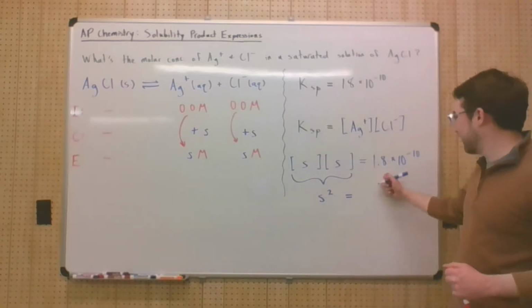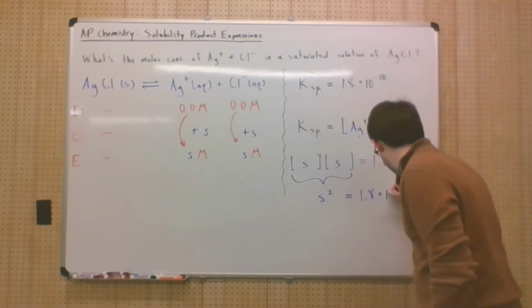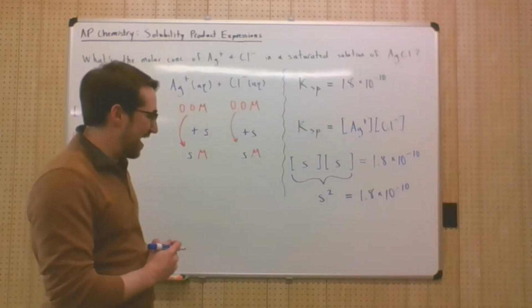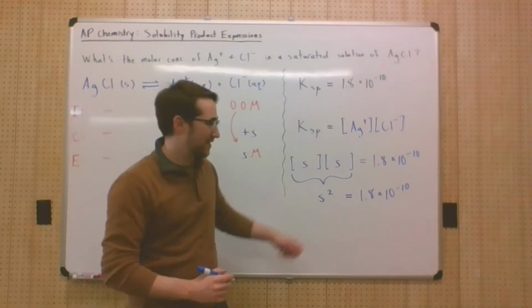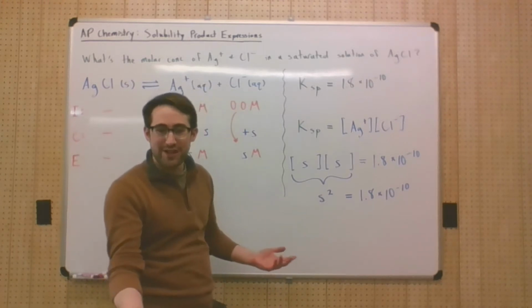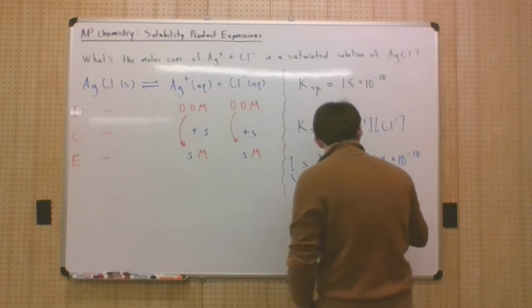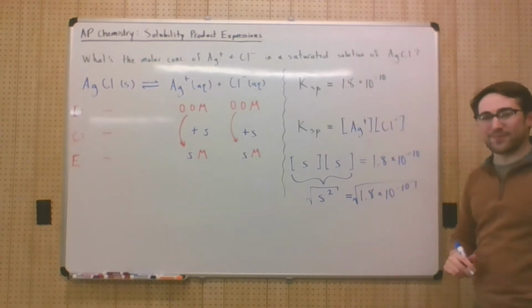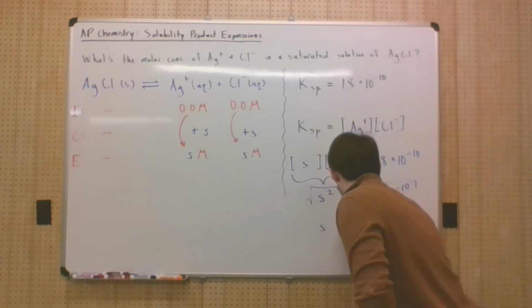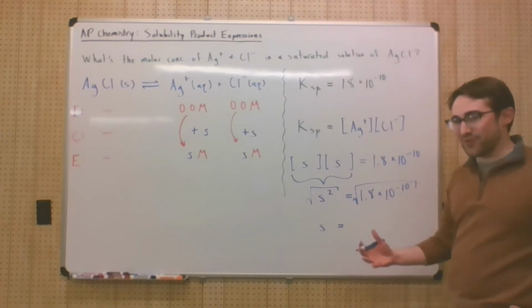And that's still going to be equal to 1.8 times 10 to the negative 10th. The last thing I would need to do is figure out what this S equals. Okay? And to do that, I need to get rid of this square. So how do I undo a square? I square root it. So I'm going to square root both sides. Okay, both sides are square rooted, so this is going to be just S. S is going to equal whatever 1.8 times 10 to the negative 10th square rooted is going to be.